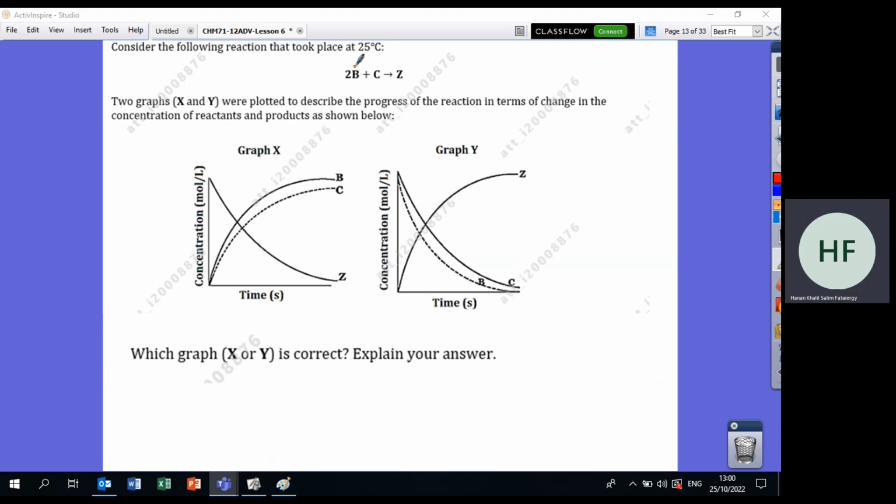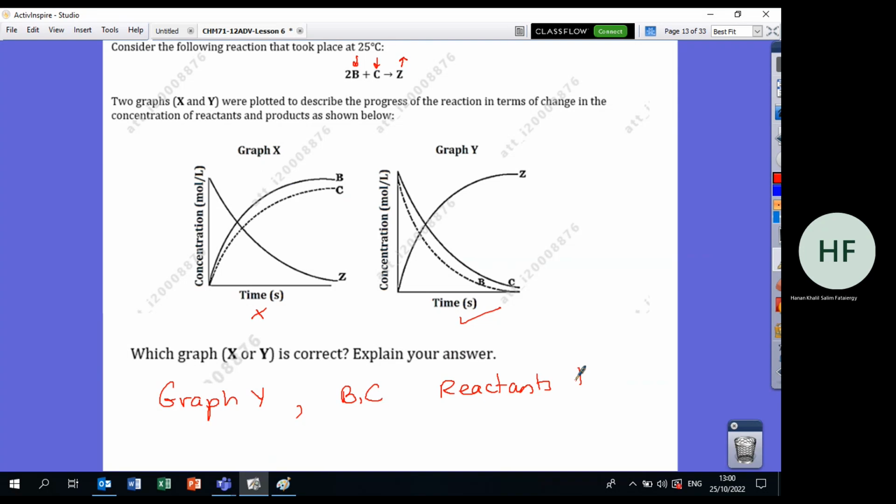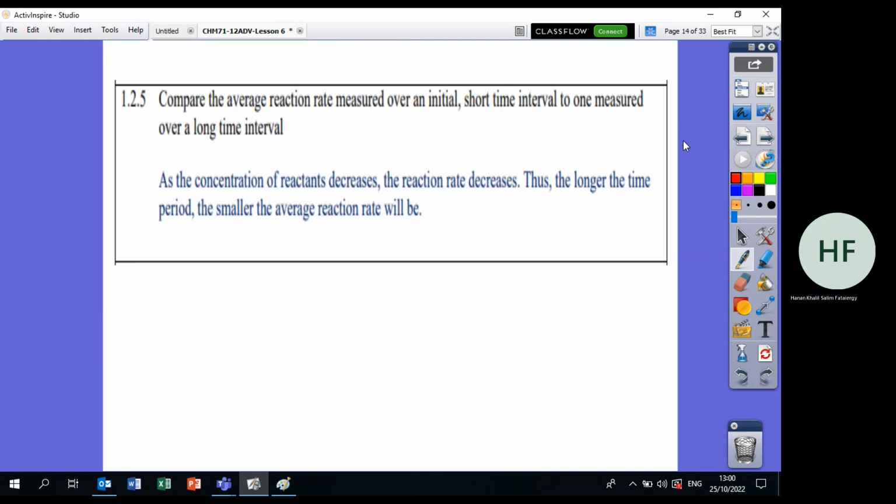Okay, now if B and C are reactants, the graph should show that they are decreasing and Z is increasing. Here B and C are increasing, so this is not correct. This one, B and C are decreasing and Z is increasing, so this is correct. So the graph Y is correct. Why? Because B and C are reactants. They should decrease. Z is a product and it should increase. Okay, so read this statement, pause the video and read the statement.